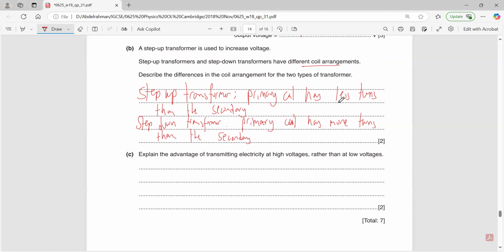Explain the advantage of transmitting electricity at high voltages. When you increase the voltage with a step-up transformer, what happens to the current? The current decreases. Why is this an advantage? Because less energy is wasted. Less power is wasted, less heating effect.